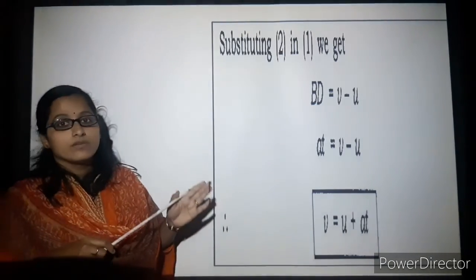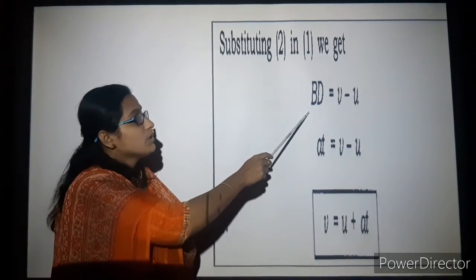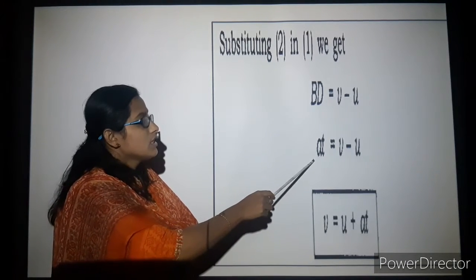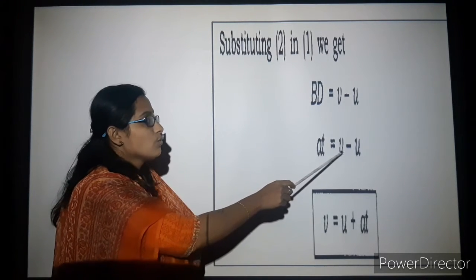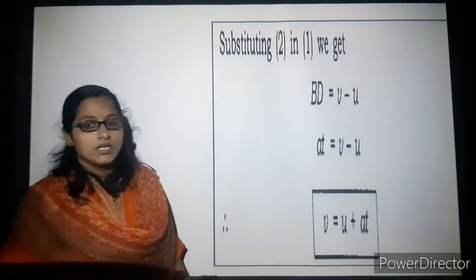Substituting equation 2 in equation 1, we get BD is equal to v minus u. So BD is at, which is equal to v minus u. Thus v is equal to u plus at.